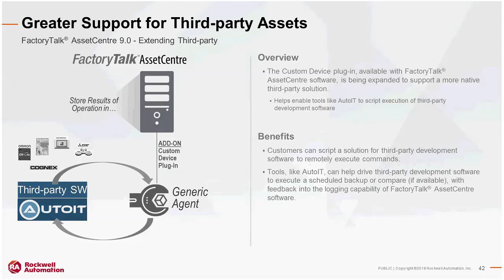As mentioned, the release of AssetCentre version 9 also provides greater support for third-party assets. So the custom device plugin enables the disaster recovery operations for a variety of third-party devices. Using a scripting tool called AutoIt, which essentially simulates your keystrokes, execution of the backup and compare features can be accomplished via your third-party development software.